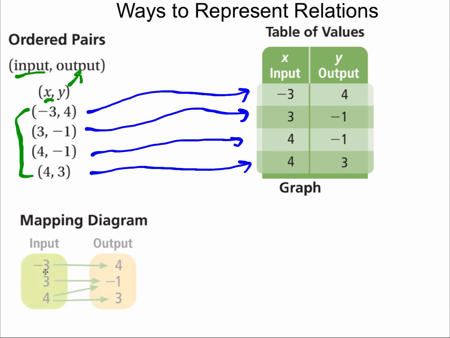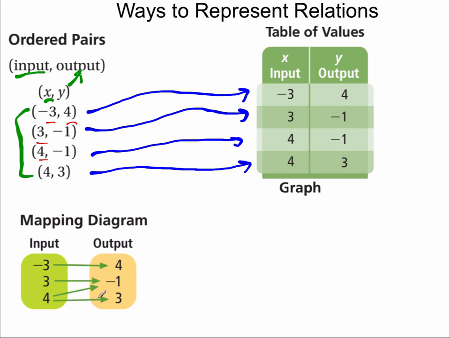Another convenient way to represent relations is with a mapping diagram. Now, for a mapping diagram, what you want to do is go in and select all of the X values. And in this case, we have -3, 3, 4, 4. Now, this 4 is repeated, so we're only going to list -3, 3, and 4. We're not going to put duplicates in our input column. And we're going to do the same for our output column. We have a 4, 2 -1s, so we're just going to list one -1, and a 3.